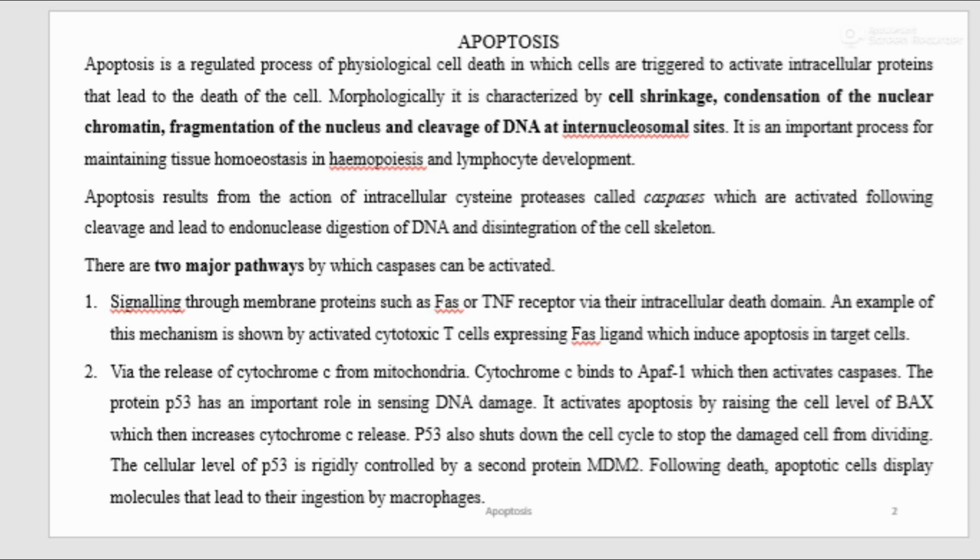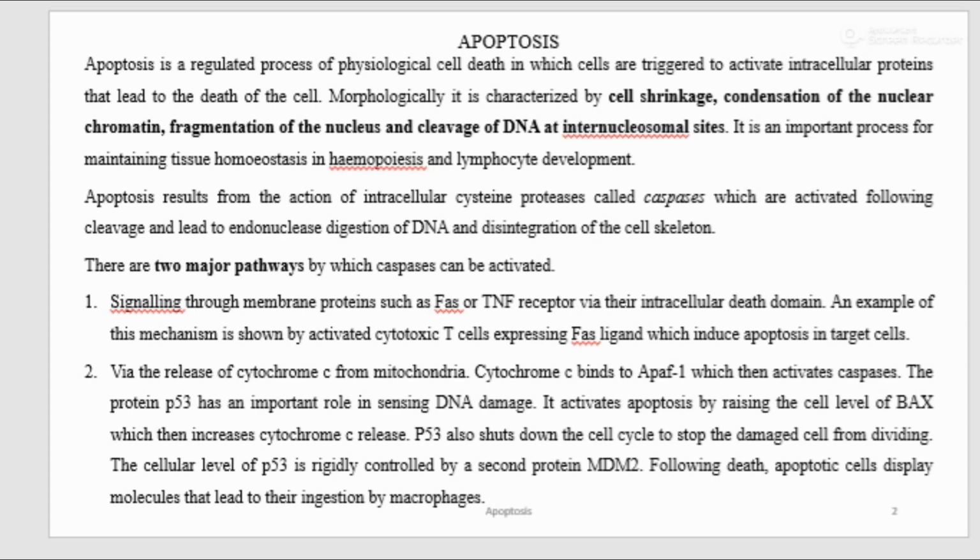Mainly, there are two major pathways by which the caspases can be activated. That is through the FAS or the TNF receptors. It is the signaling method. These receptors, when the ligand binds to them, then the intracellular death domain is activated. That is mainly expressed in T cells for apoptosis of target cells.